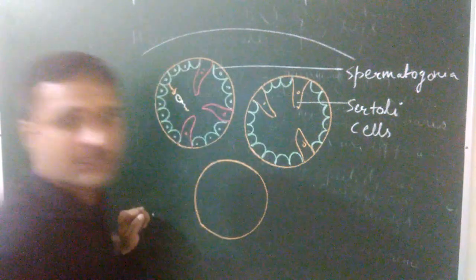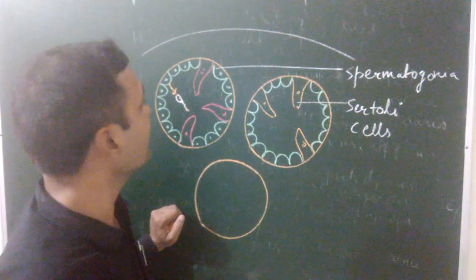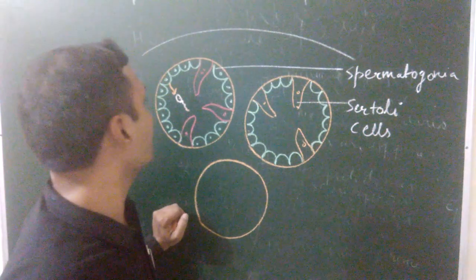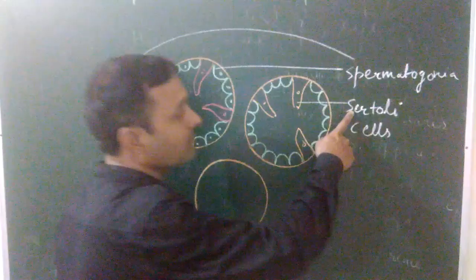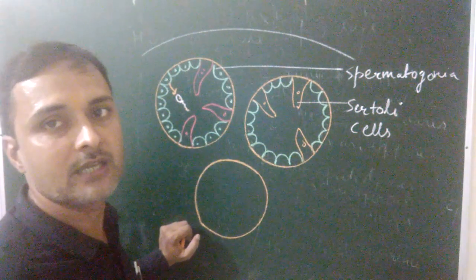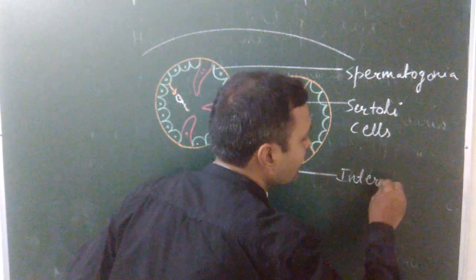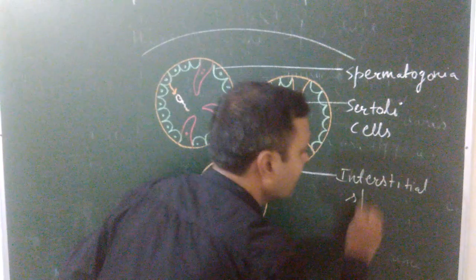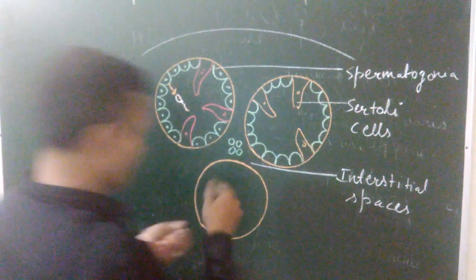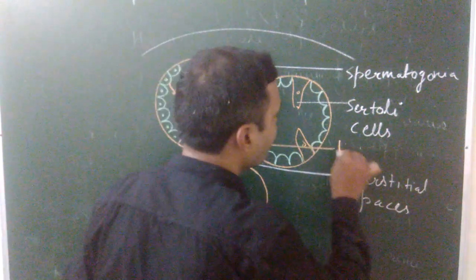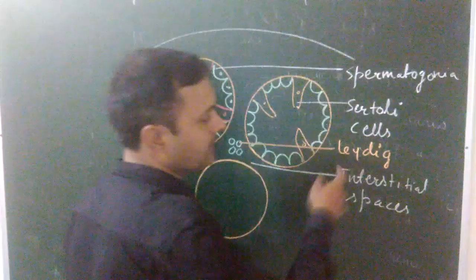Inside the testis there are two types of cells present. First one is spermatogonia, also known as the male germ cells, that take part in the process of spermatogenesis. From each spermatogonia, 4 haploid sperms are produced during spermatogenesis, and the specialized cells known as Sertoli cells provide nourishment to the developing sperms inside the seminiferous tubules. Now, these are the interstitial spaces. These spaces contain specialized cells known as Leydig cells, also known as interstitial cells. These cells help in the secretion of the male sex hormone testosterone.